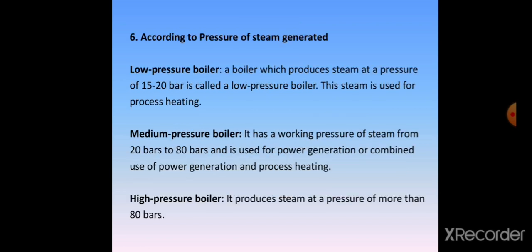Now, the next classification is based on the pressure generated by the boilers. First, low pressure boilers: in these boilers, the pressure range is between 15 to 20 bar. In the case of medium pressure boilers, the pressure range is between 20 to 80 bar. In the case of high pressure boilers, the pressure range is beyond 80 bar.